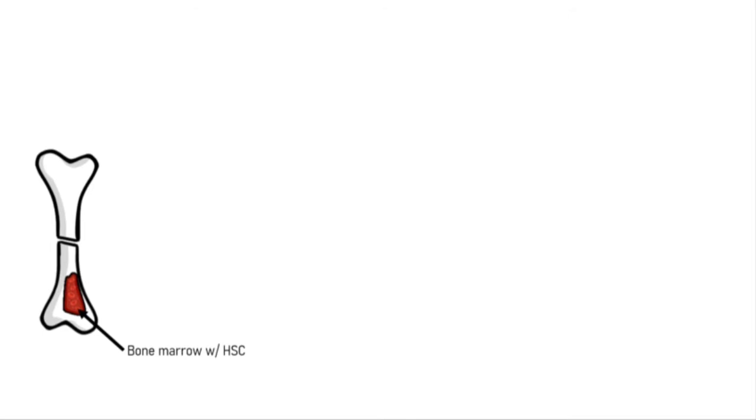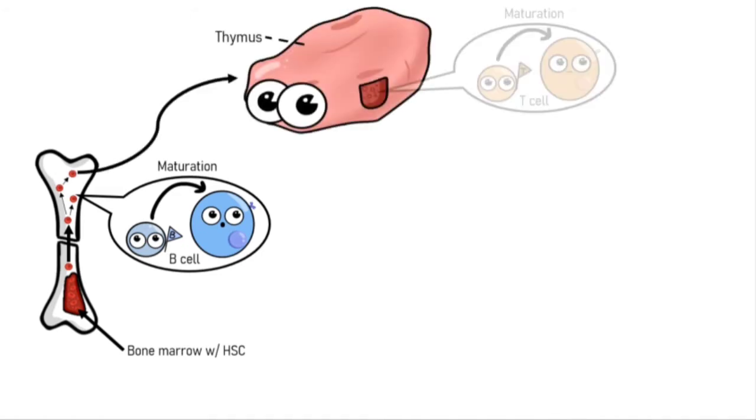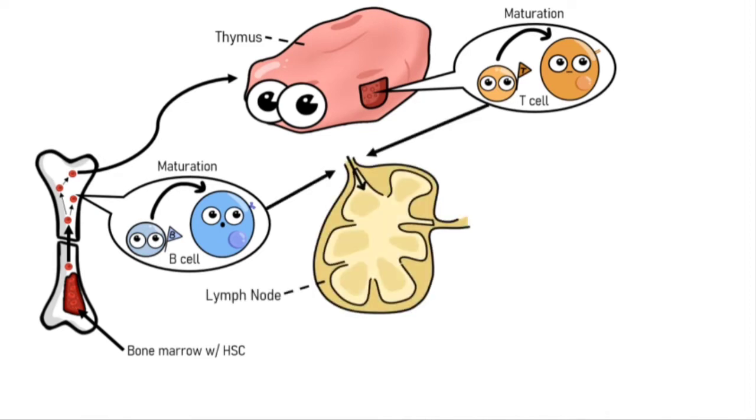Starting with the hematopoietic stem cells in the bone marrow, these will either mature in the bone marrow to become a B cell, or head over to the thymus to mature and become a T cell. Think of it as children growing up. Once they have matured, these cells will head over to the lymph nodes.